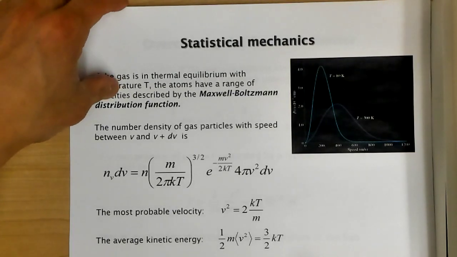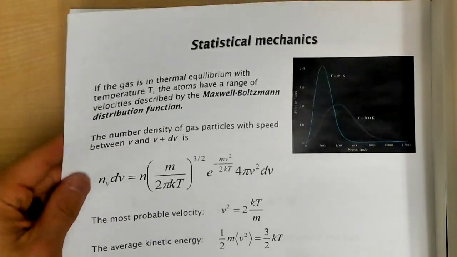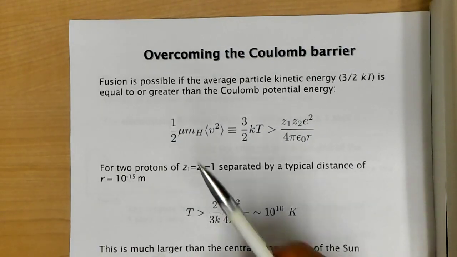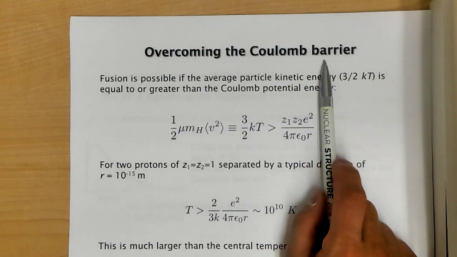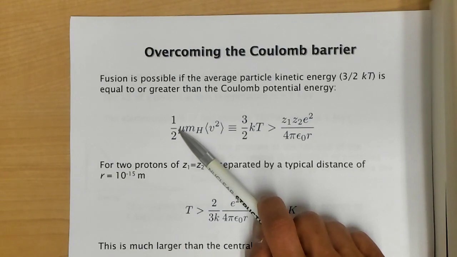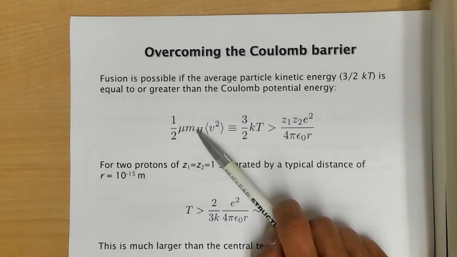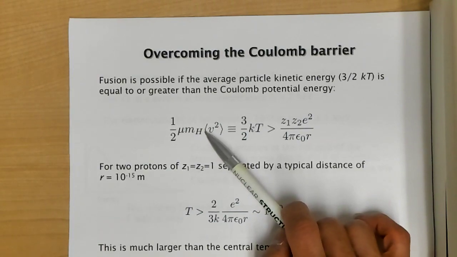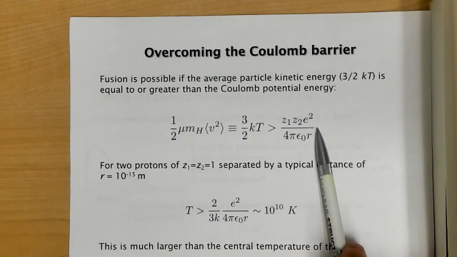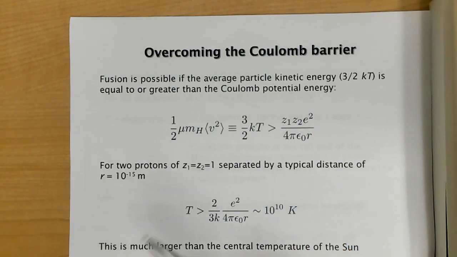So now from this we can determine the temperature that we need. To overcome the Coulomb barrier, we need that 1/2 times the mass of the hydrogen times v squared to be equal to 3/2 kT, which must be equal to the Coulomb energy that we need, Z1 times Z2 e squared over 4 pi epsilon naught r.